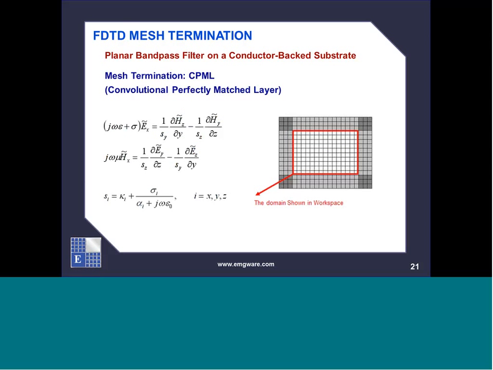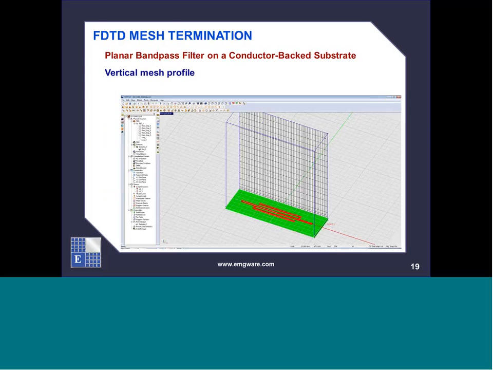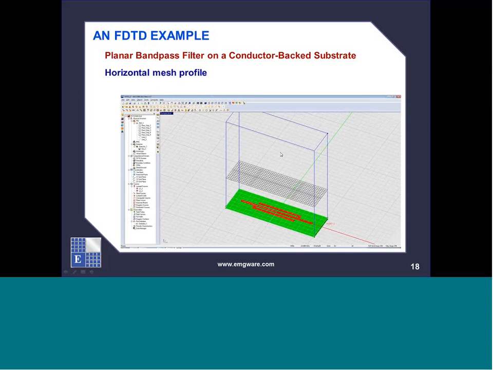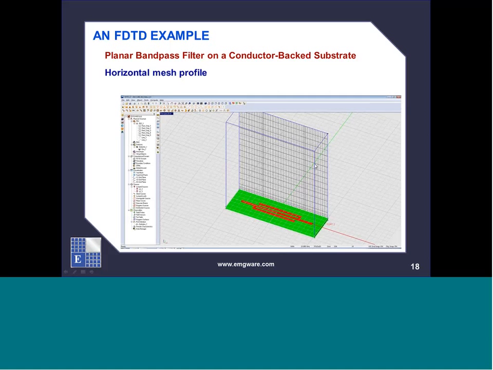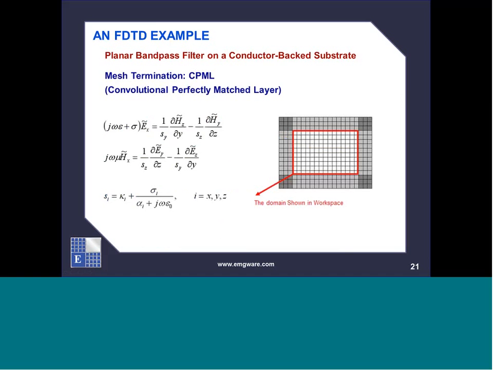The other issue in this problem is the mesh termination. If I go back to the structure of the filter, the filter is on a substrate, but the substrate can go forever. I mean, it can be infinite, so we have to cut it at some point. So here we have a finite domain, and we have defined a finite computational domain in order to make the numerical solution manageable. And on the walls of this box in blue, we apply the perfectly matched layer boundary conditions that mimic the free space or infinite domain.